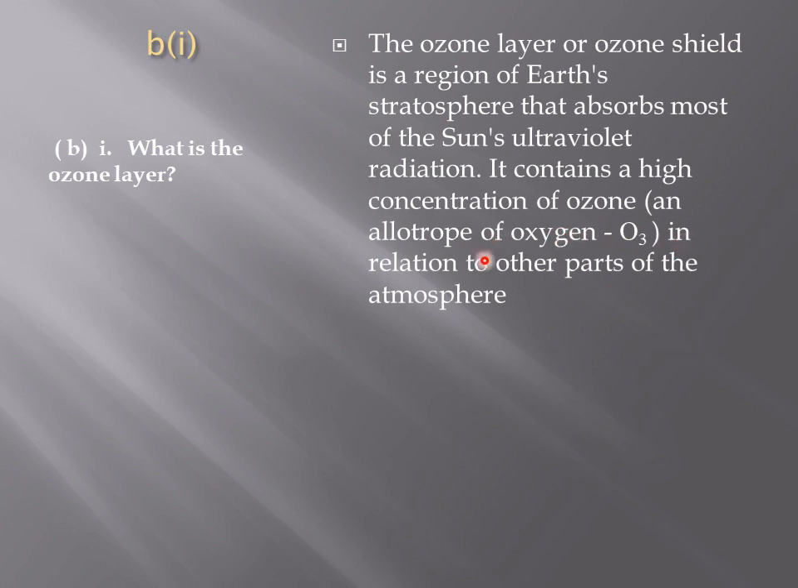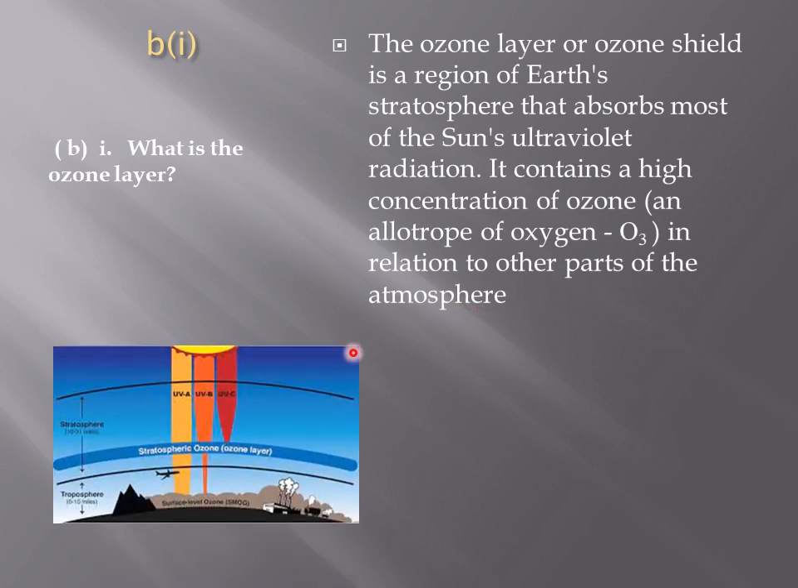Now, in relation to other parts of the atmosphere, I wanted to look at this. This is our atmosphere. This is the Earth. Above the Earth's atmosphere, around the troposphere, you have this stratosphere which contains the ozone. What does it do? You see that it reduces this ultraviolet radiation and it completely blocks this ultraviolet radiation. So that is what ozone does.